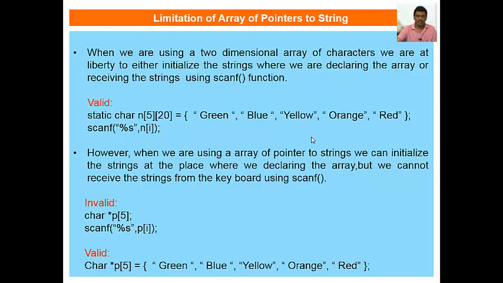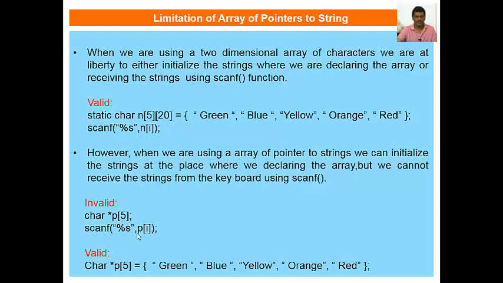But if we are using an array of pointers to strings, we can initialize the strings at the time of declaration, but we cannot receive the string from the keyboard using scanf. In a 2-dimensional character array, we can initialize at the time of declaration and also get the input through the keyboard. But in a character pointer array, we can only initialize at the time of declaration. We cannot get input through the keyboard. So these are invalid: char *p[i].